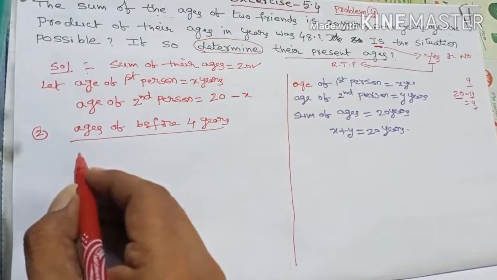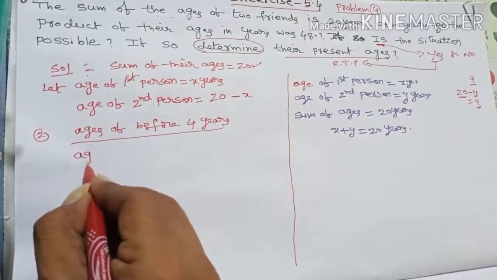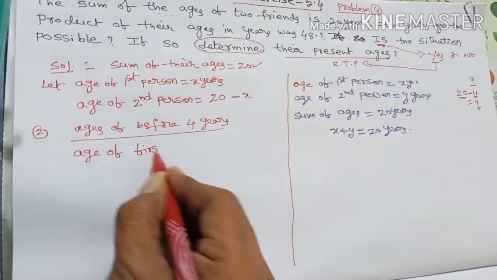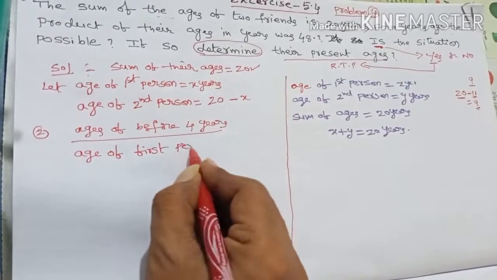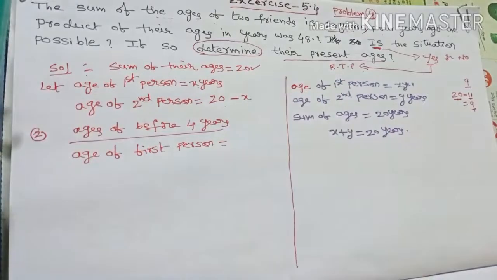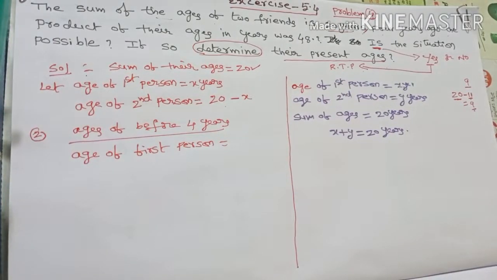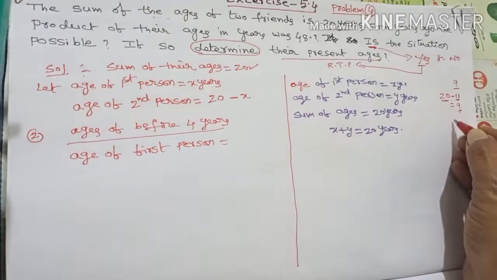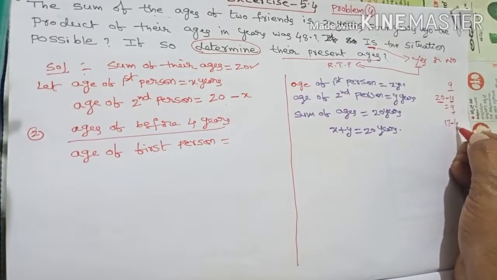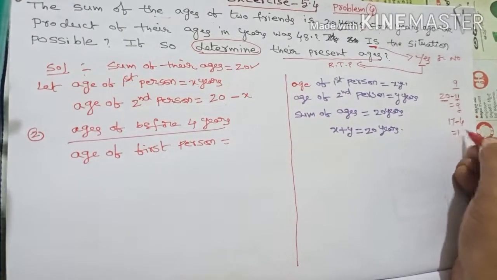Then come on, speak out. What is the age of the first person? Here the present age is x years. Suppose you are 17 years old now, what is your age before 4 years? You can tell exactly 13 years, sir. How can you get this 13? Now the present age is 17. So before 4 years means you have to subtract 4 from 17, you will get 13.